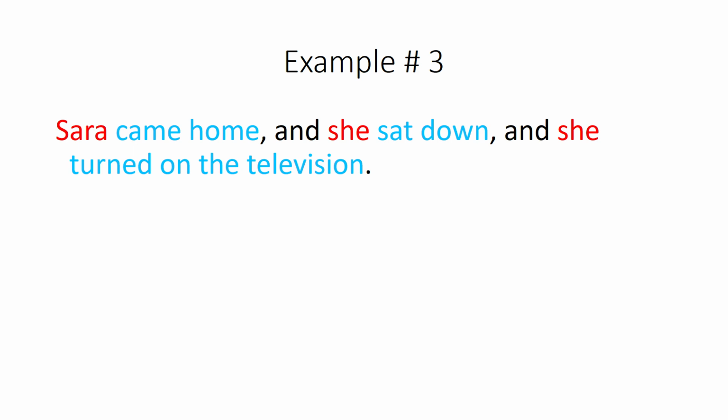So you have 3 independent clauses in this sentence. And the words and, both times, are working as the coordinating conjunction. So the first and is joining together Sarah came home and she sat down. And the second coordinating conjunction is joining she sat down and she turned on the television. Now notice, this sentence has 3 independent clauses, but if you remember our definition of compound sentences, it's at least 2 independent clauses. So here we have at least 2 because we have 3.